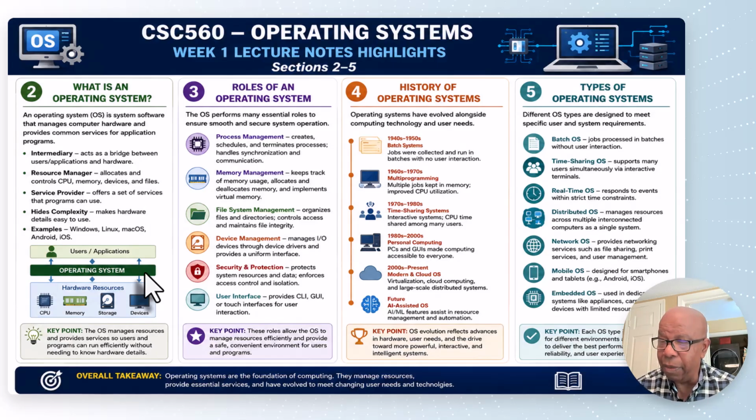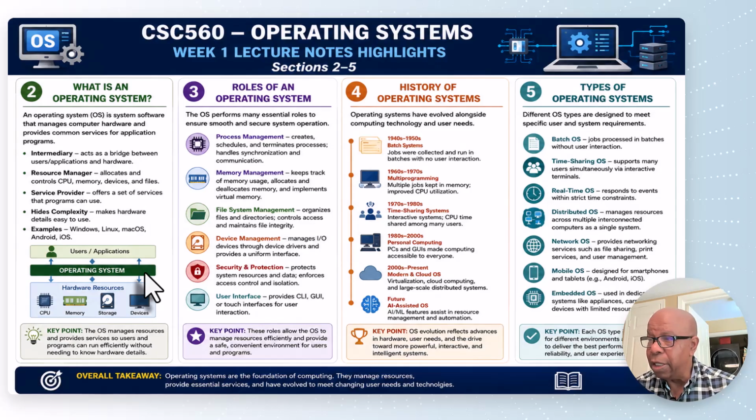So, key point here: operating system evolution reflects advances in hardware, advances in users' needs, and the drive towards more powerful, interactive, and intelligent systems. How intelligent that gets is dependent on the operating system. So when we look at AI and what it can do, the key thing that makes it work is the operating system and how it interfaces with the rest of the world.